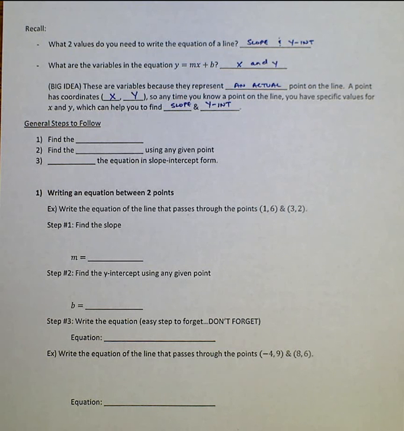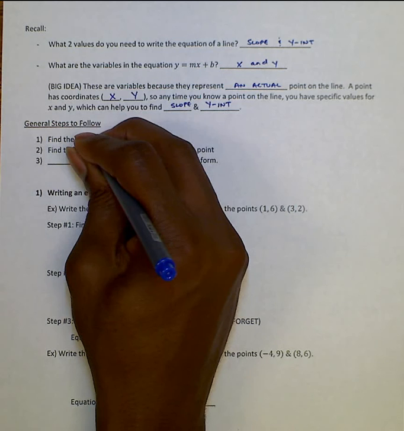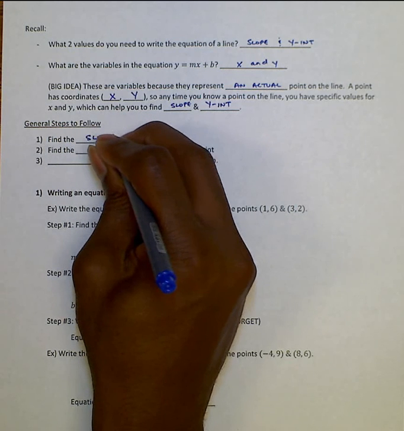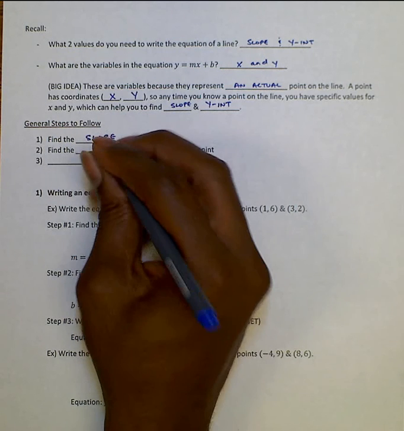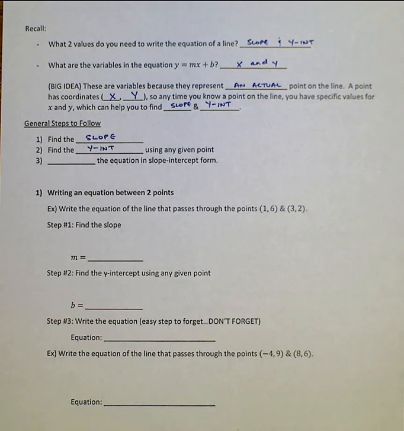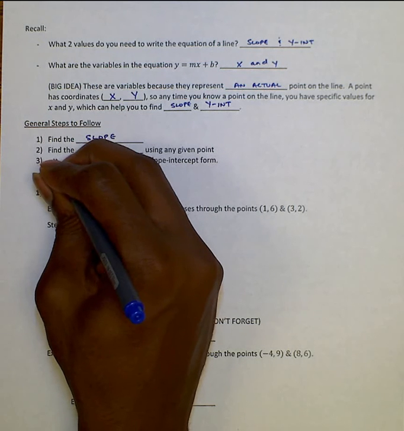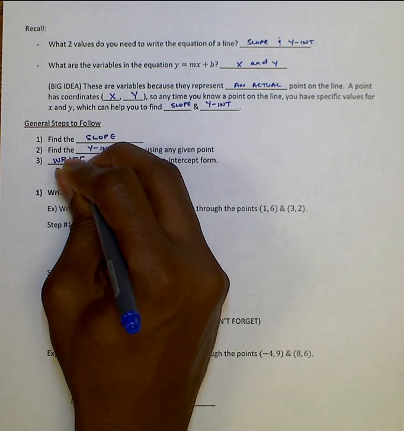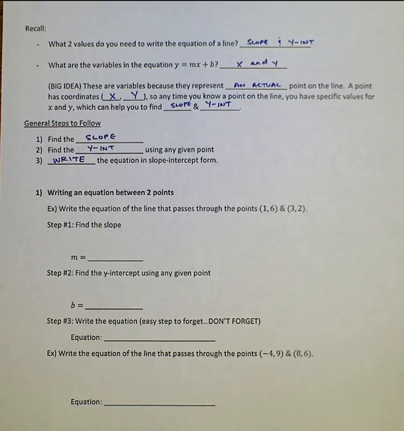Here are the general steps to follow. First, we want to find the slope. Then we want to find the y-intercept using any given point. And then we want to write the equation in the slope-intercept form. Let's go through that process with this first problem.